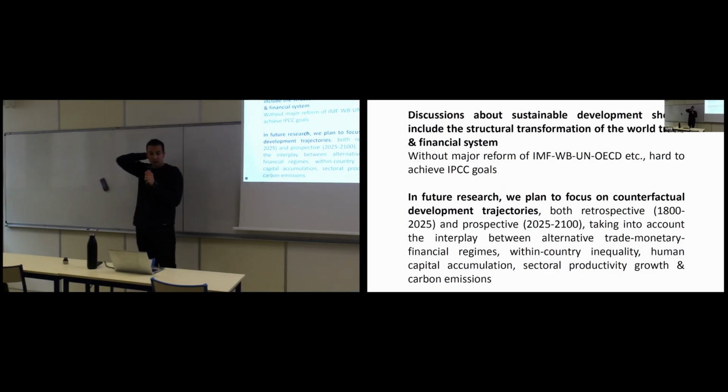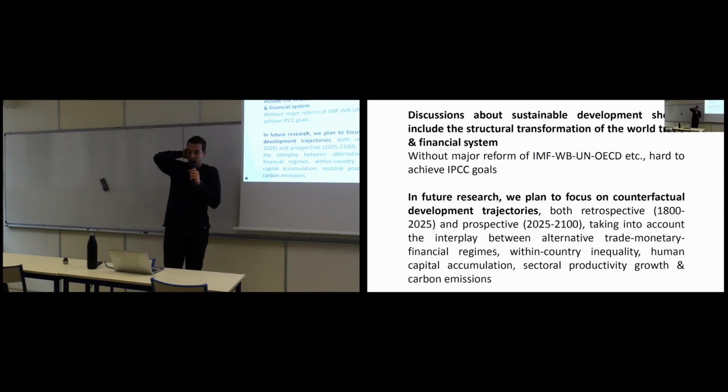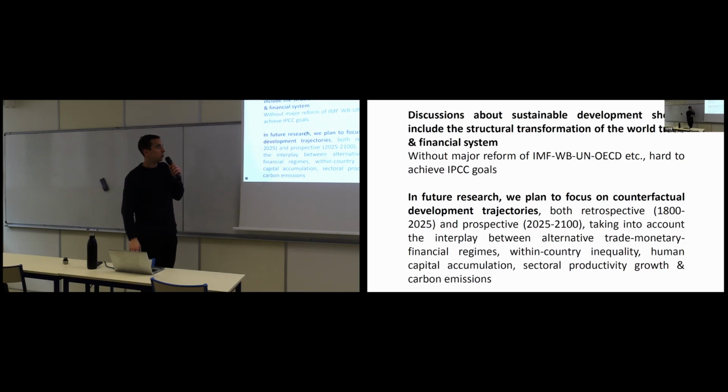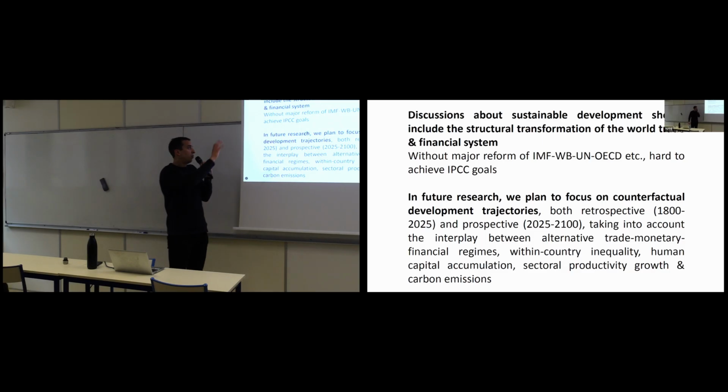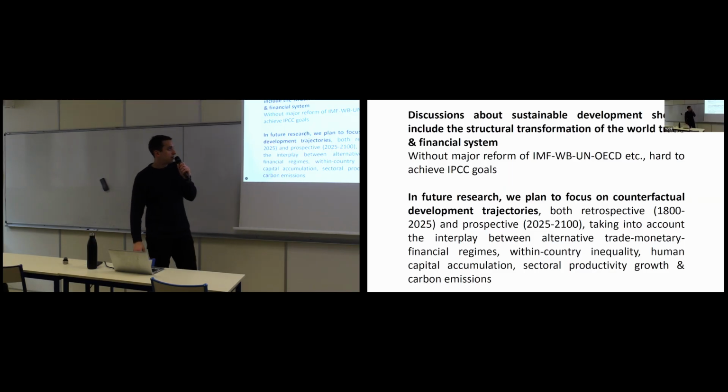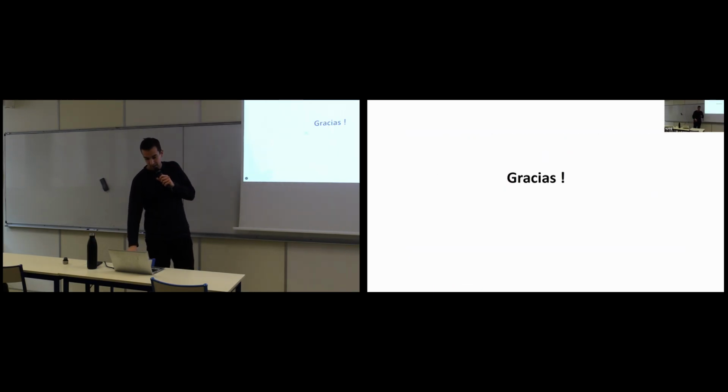We think that discussions about sustainable development today should include the structural transformation of the world trade and financial system. We think that without reforms of the IMF, World Bank, UN, OECD, and so on, it's impossible to achieve IPCC goals and these kinds of development goals, because rich countries are always in power there and they don't really suffer the consequences, so they don't have any incentive to push for a change. Okay, and for future research, we plan to include other things like an environmental perspective and so on. And that's it, thank you.